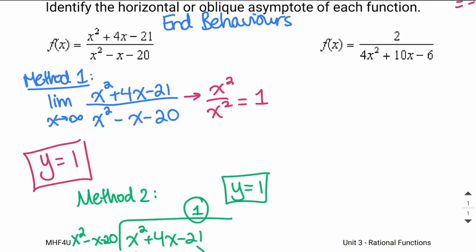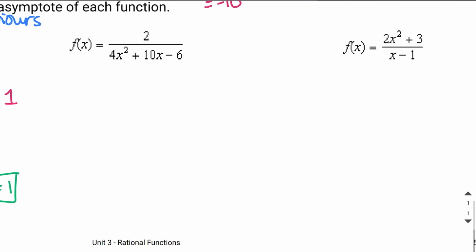Also, we know that the horizontal asymptote that we have here is going to be y equals some constant because the degree of the numerator and the degree of the denominator are the same as each other. So now I'm just going to take a look at my coefficients, and 1 divided by 1 would be 1. Okay. In the next example, we're going to look at it both ways again.